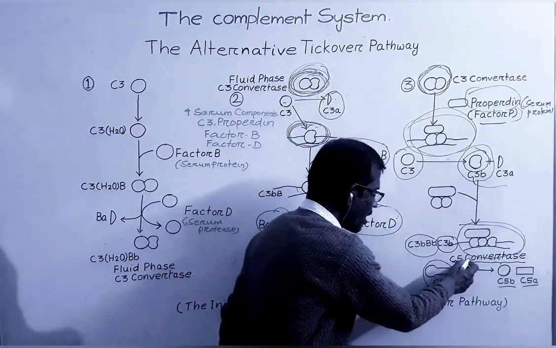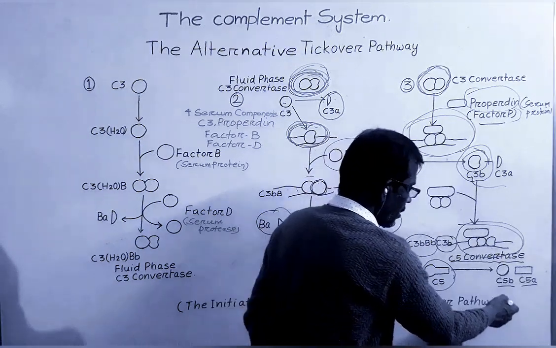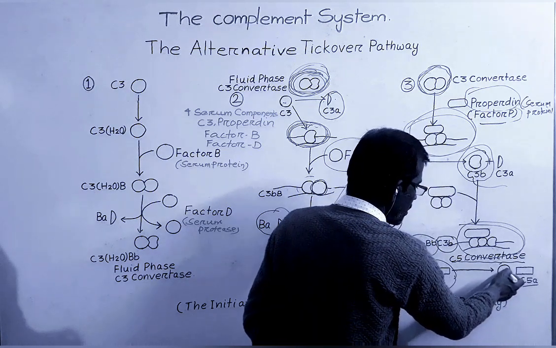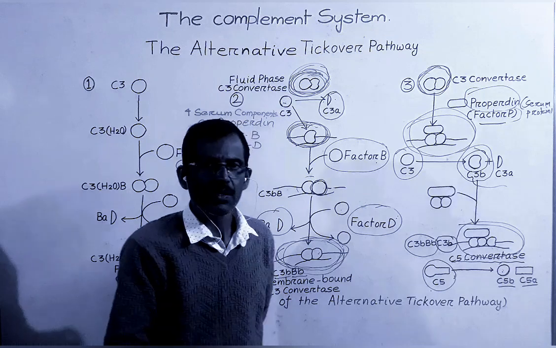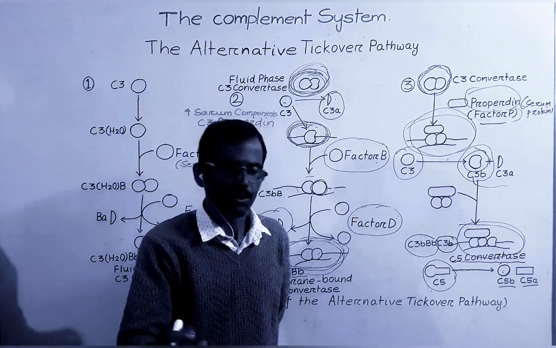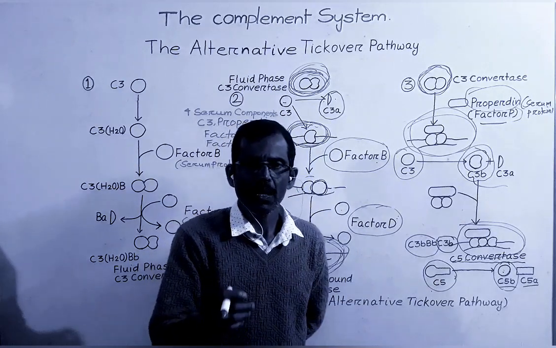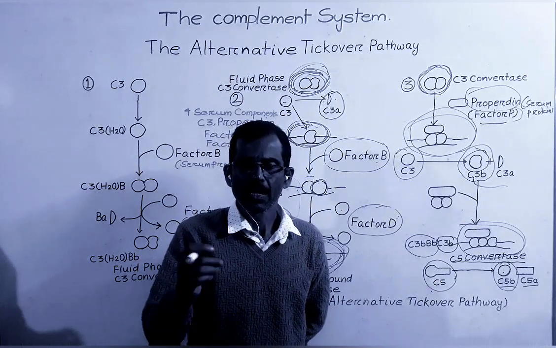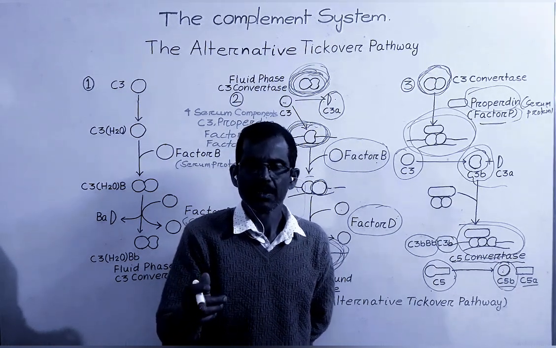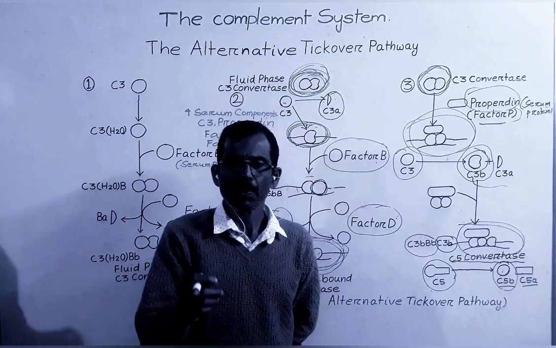The enzyme C5 convertase cleaves the component C5 into two fragments. The smaller fragment is C5a and the larger fragment is C5b. As in the case of the classical pathway and the lectin pathway, here also the C5b molecule goes on to form the membrane attack complex along with the complement components C6, 7, 8 and 9. So friends, this is about the alternative Tickover pathway of complement activation.